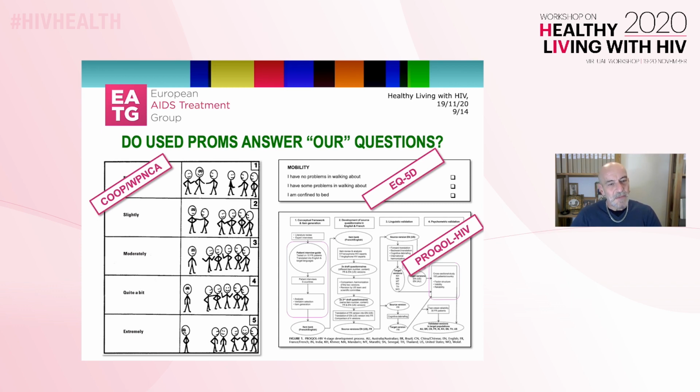So another important issue is, are these tools developed together with representatives from our communities? If we look at this diagram that shows how the PRO-QOL HIV questionnaire was developed, actually the involvement of people living with HIV was just because someone asked them to fill in a draft of the questionnaire and tell them what they think. I am not sure that this is exactly an example of real involvement.